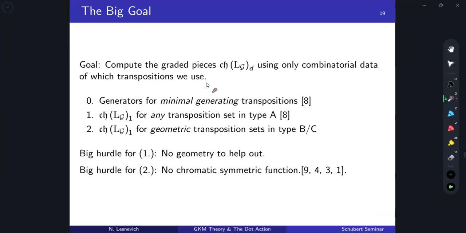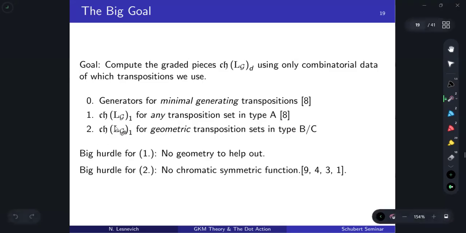So what I'll talk to you about today, some of the results that I'll be able to share with you: First, we'll be able to say something about module generators when we have a minimal generating set of transpositions. So this can be the permutahedral case, where the simple transpositions are a minimal set of generators for whatever Weyl group you're working with. But this is going to work out for any minimal set of generating transpositions, regardless of whether or not it actually corresponds to a geometric object.